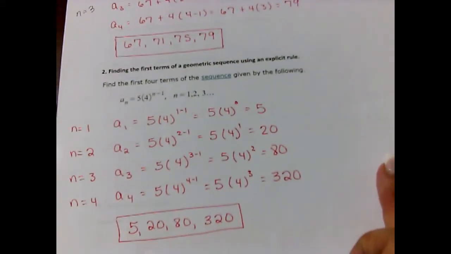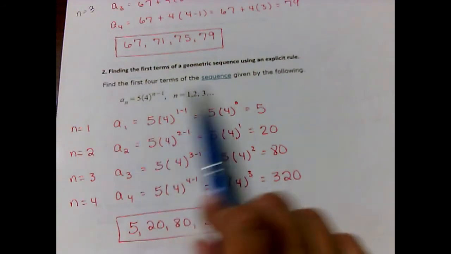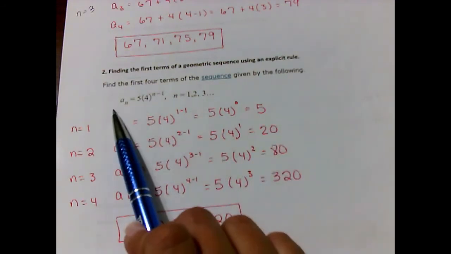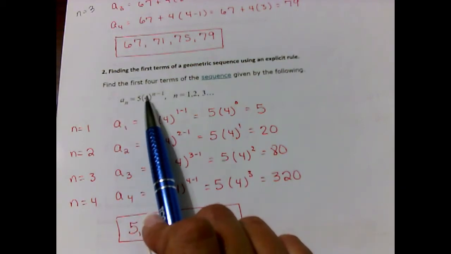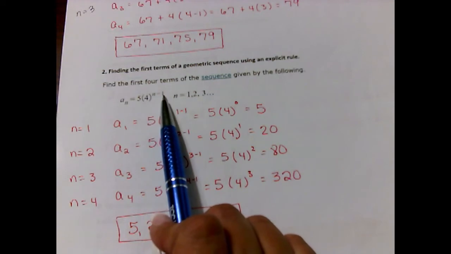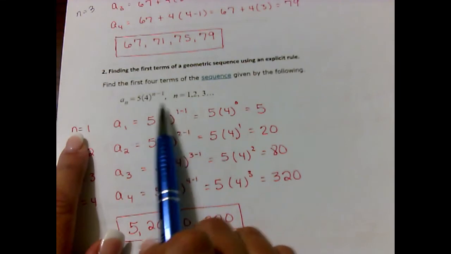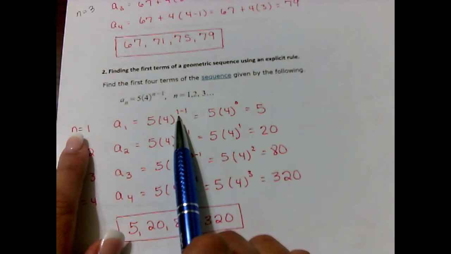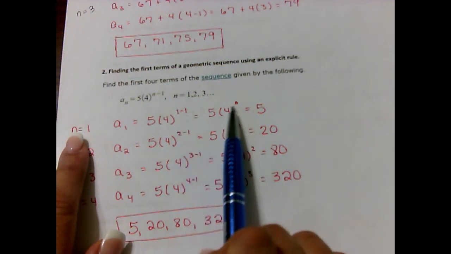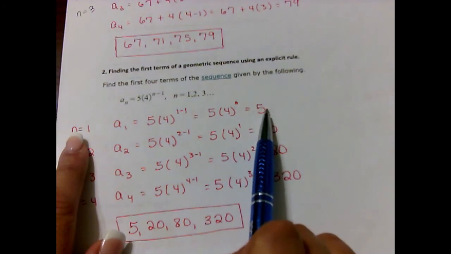Okay. Number 2, we're again going to find the first 4 terms of the sequence given this equation. So a of n is equal to 5 times 4 to the n minus 1 power. Here I did list it, n is equal to 1. So a of 1 is equal to 5 times 4 raised to the 1 minus 1 power. Now remember, anything raised to the 0 power is just going to be 1. So it's like saying 5 times 1, which is equal to 5.